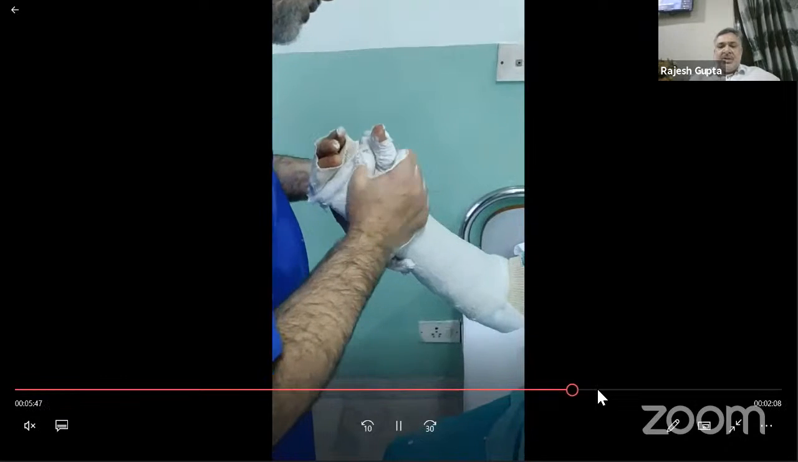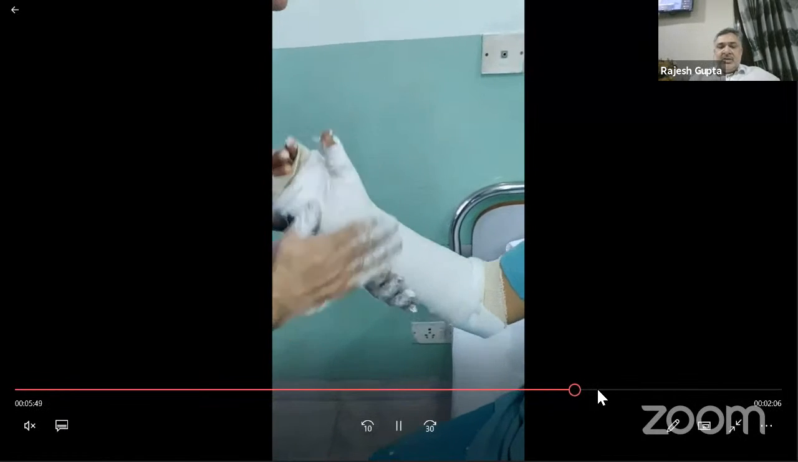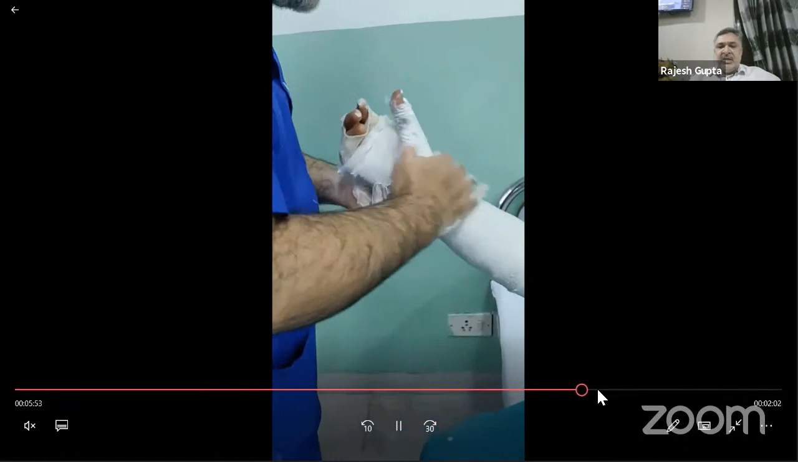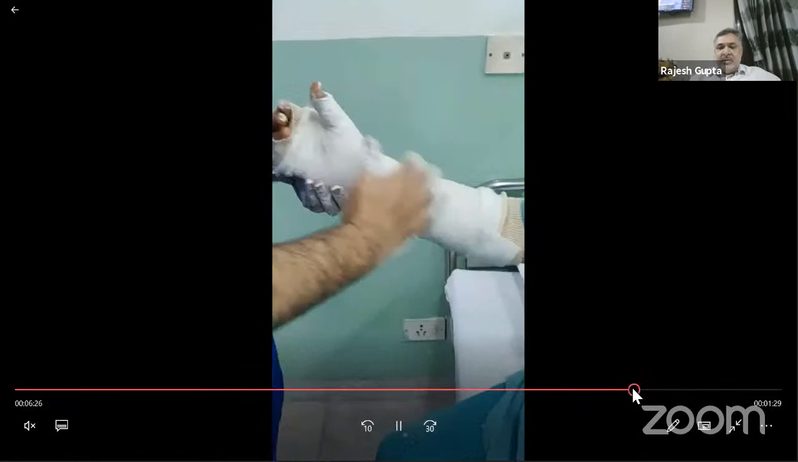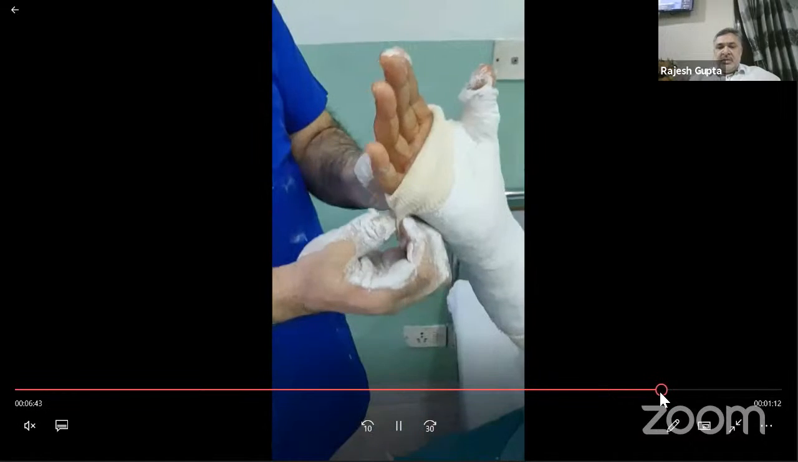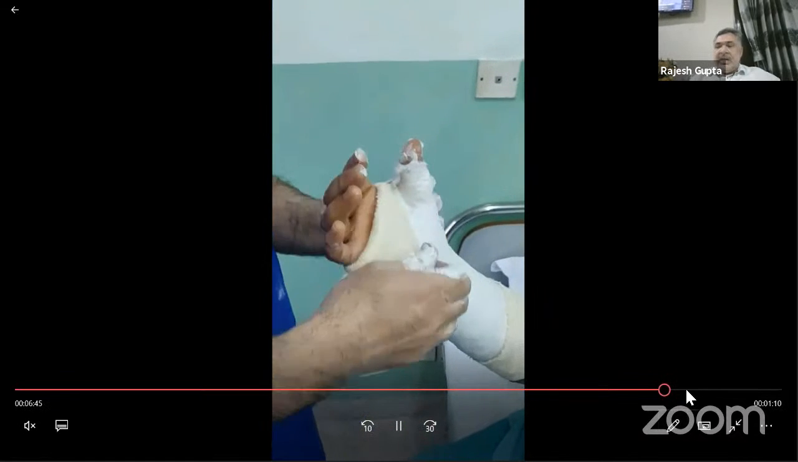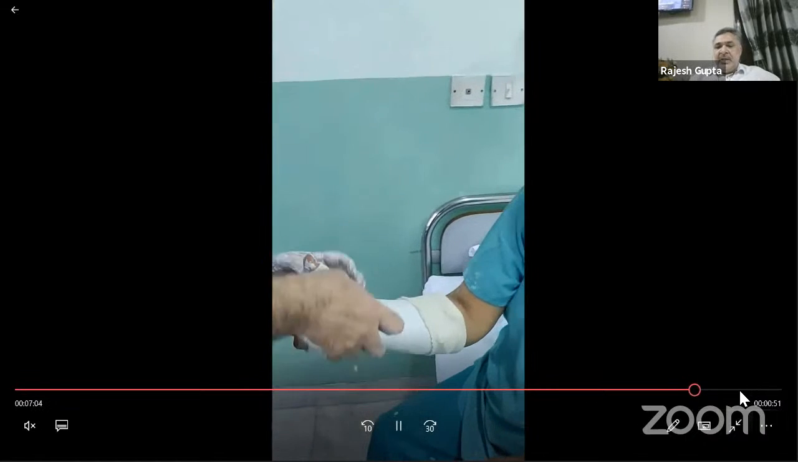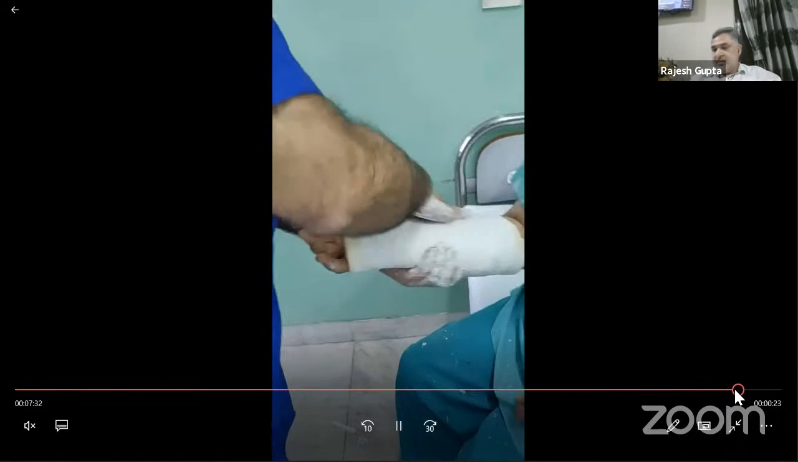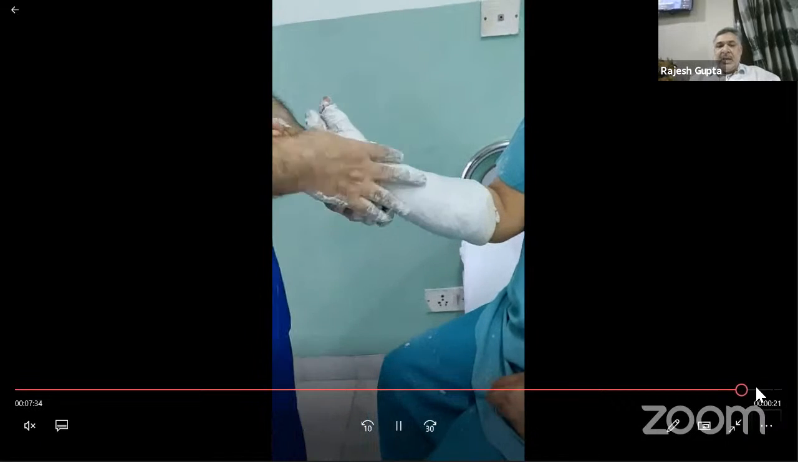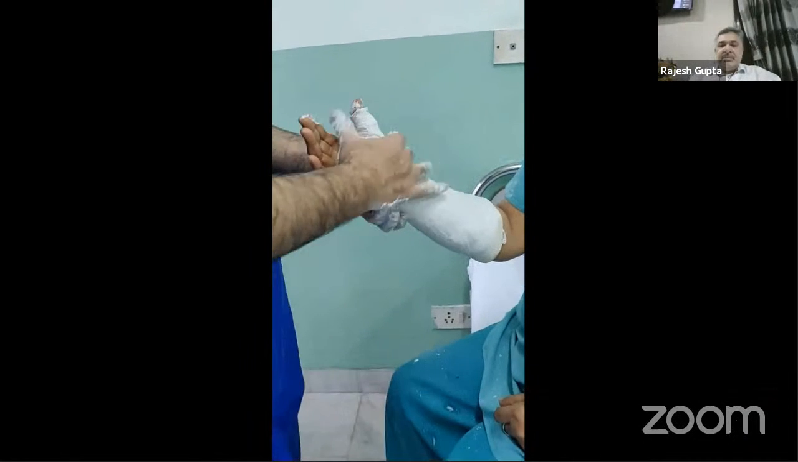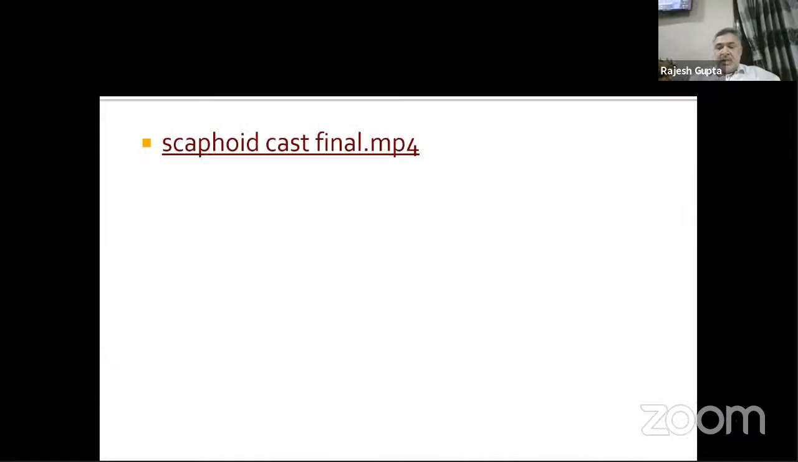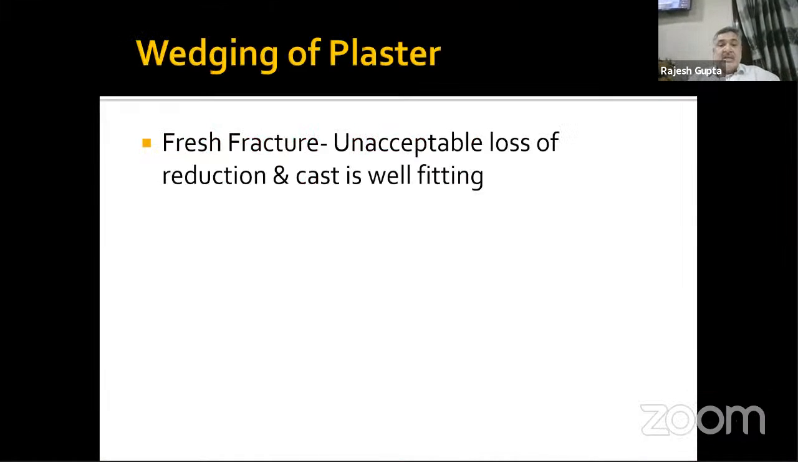Then we hold the position. I have already told that it has to be whatever position you want. Hold it for a few minutes to let it set. Okay. And then again I invert the edges. Then I apply the final bandage. So this is it. I apply a proper plaster cast. So I move on with my next slide.